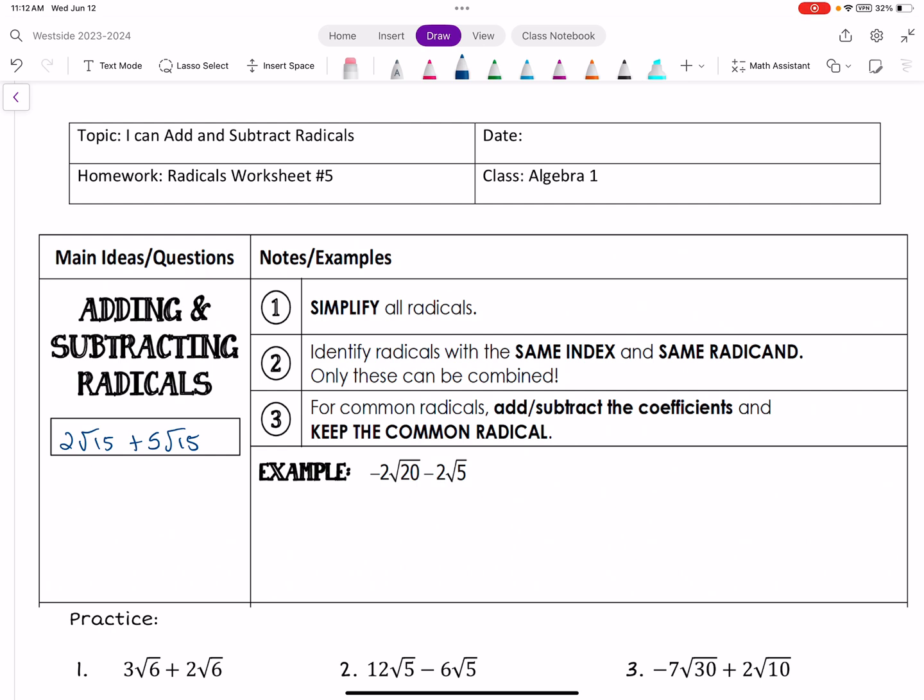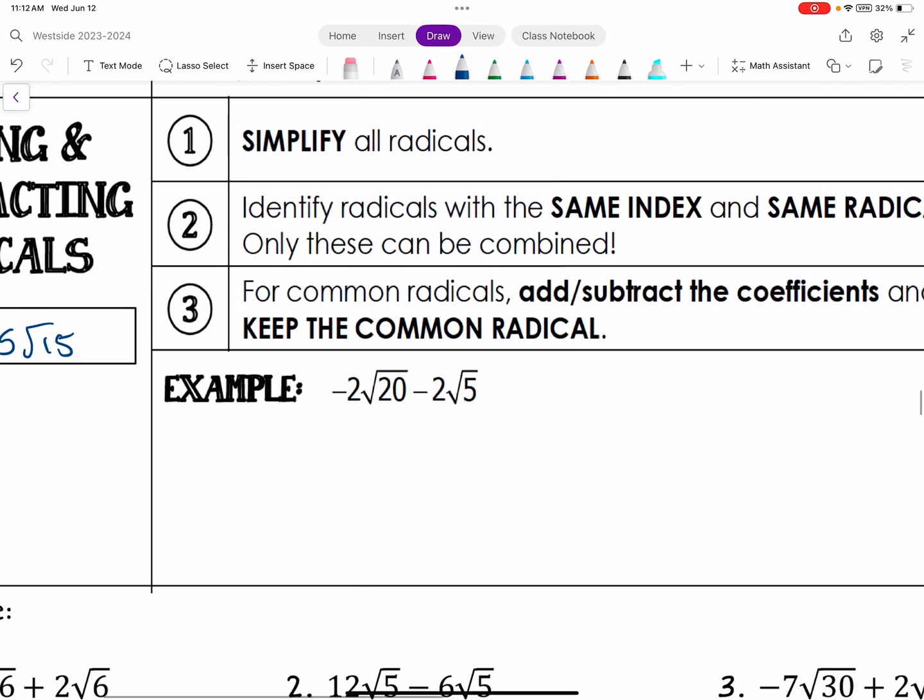So if we look at this first example here, I can go ahead and simplify radical 20. So we're going to go ahead and start with that. Radical 20 can be broken up into radical 4 and radical 5. So this would become a 2, which would go with the negative 2. So we'd have negative 4 radical 5. And then we still are subtracting 2 radical 5.